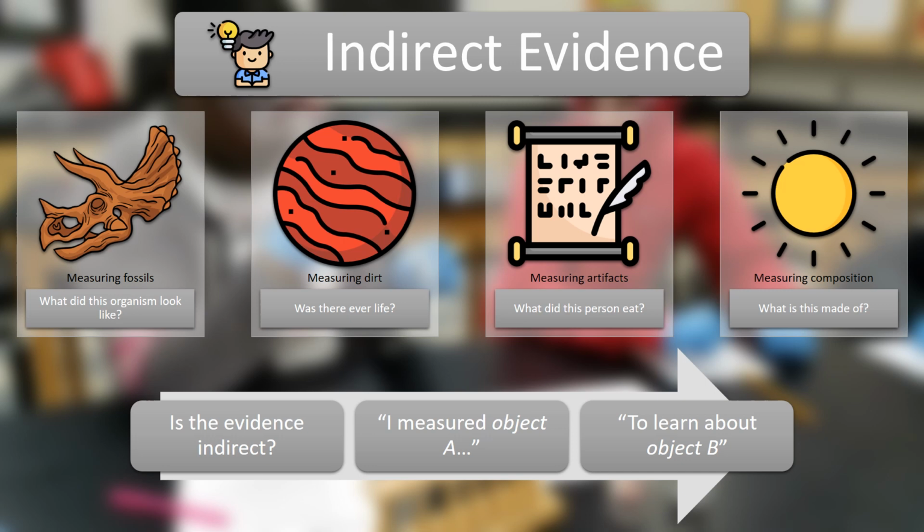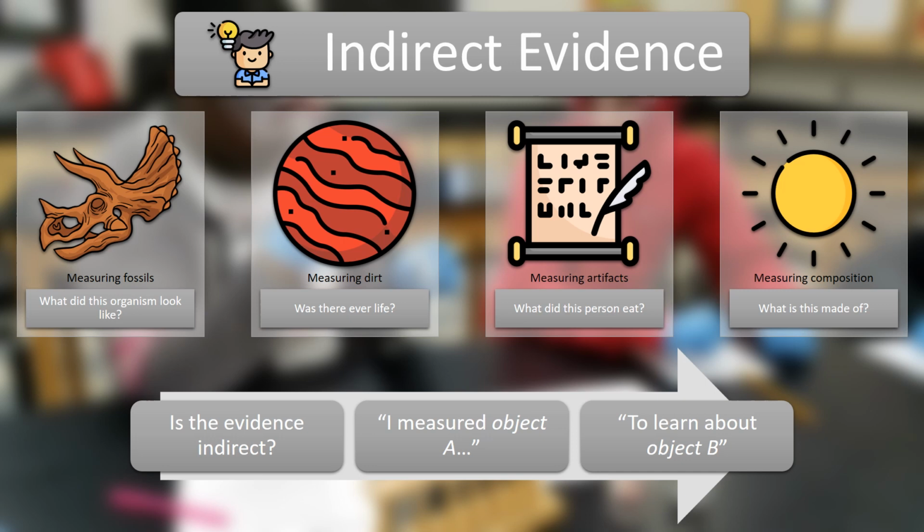We're doing this right now with other planets like Mars. We have rovers on Mars taking samples of dirt to try to figure out if there was ever any life there, or if there was ever any water there. In that case, we're measuring object A, the dirt, to learn about object B, life or water. They do this with cultural artifacts all the time. We make a measurement of an artifact, like a bowl or a vase, and we want to learn about what that culture used those objects for. Different bowls might tell us that they ate different things.